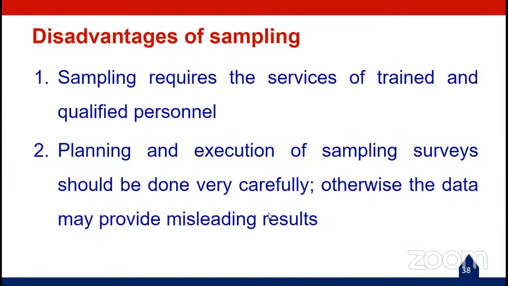As a limitation, sampling requires the services of trained and qualified personnel. You need to have a team which has some experience of doing the study, and you need to plan and execute the sampling carefully, or else it might lead to misleading results. So these are some common advantages and limitations of sampling.